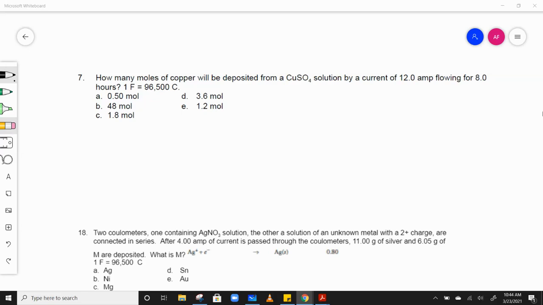Okay, so here we go. Let's go over some of these problems. Let's start with number 7 here. It says how many moles of copper will be deposited from a copper sulfate solution by a current of 12 amps flowing for 8 hours.